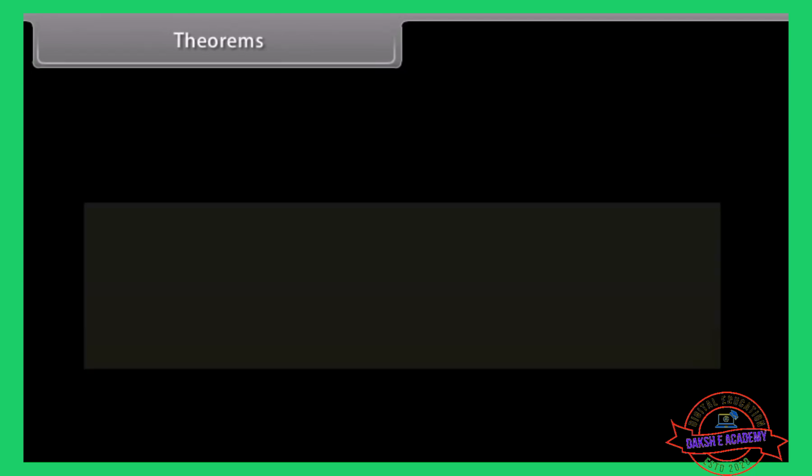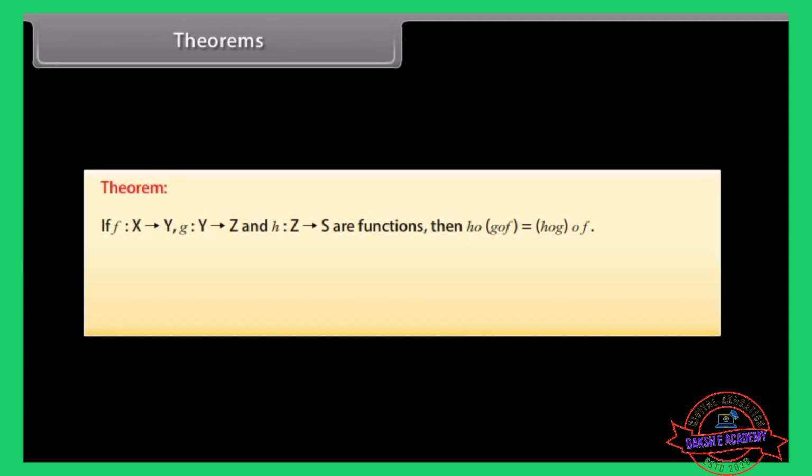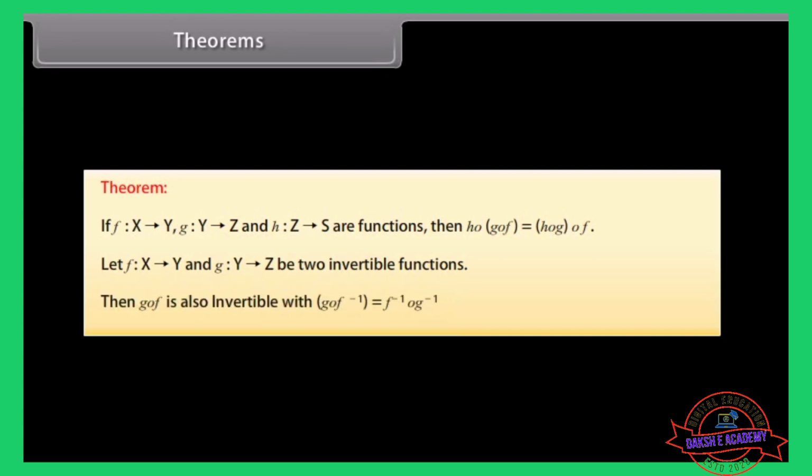Theorems. If function f from X to Y, function g from Y to Z, and function h from Z to S are functions, then h of g of f is equal to h of g of f. Let function f from X to Y and function g from Y to Z be two invertible functions. Then g of f is also invertible with inverse of g of f equal to f inverse of g inverse.